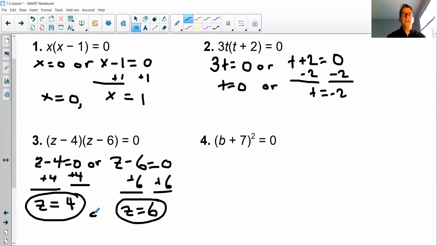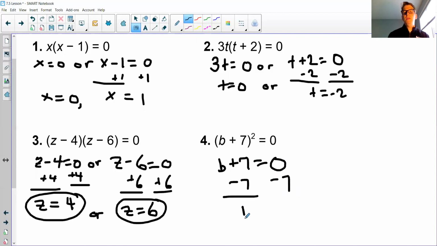And the last one, b plus 7 quantity squared. Basically, you have one factor, b plus 7, and that has to be equal to 0. You could always expand this out and show it as b plus 7 times b plus 7, but it's the same. By subtracting 7 on both sides of the equation, you have b equals -7. So just one root there for b plus 7 quantity squared equals 0.